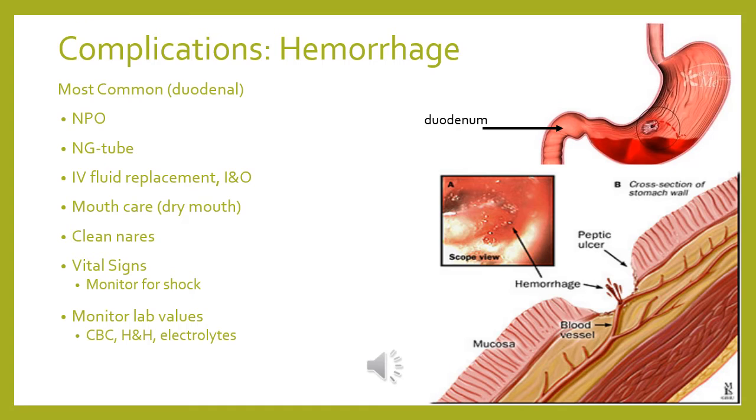Monitor lab values, especially the CBC, which has the H&H and the red blood cell counts, and also monitor the electrolytes, because we're pumping out the stomach if they're on decompression, and that can lead to electrolyte imbalances. Most peptic ulcers stop bleeding without surgery, but we're going to go over surgical interventions on a later slide.